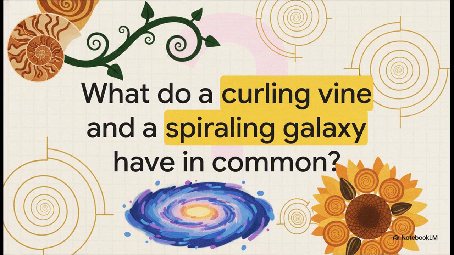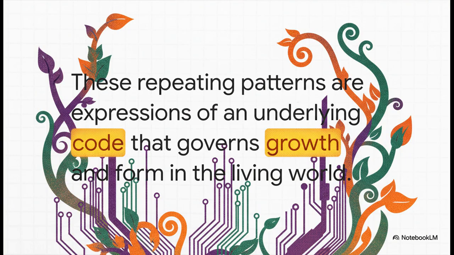Okay, so what could a simple curling vine, a seashell, and a massive spiraling galaxy possibly have in common? I mean, on the surface, absolutely nothing, right? But it turns out so many of nature's most beautiful designs, well, they all follow this surprisingly simple hidden pattern. And trust me, these repeating shapes are anything but random. Yeah, these patterns are no accident.